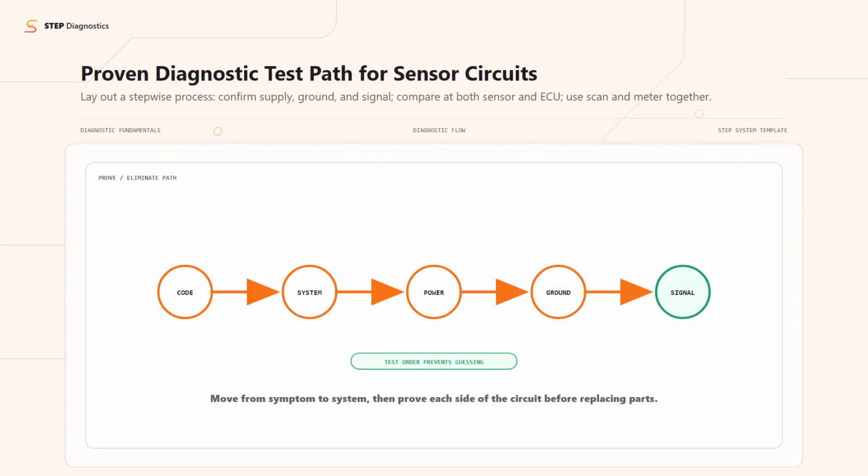Start with the code and symptom. Use your scan tool to review live data and related PIDs. Next, confirm reference voltage and ground with your meter, both under load and at the ECU. Compare values at each connector to isolate faults, and use plausible-implausible reading logic to spot hidden supply or ground errors.